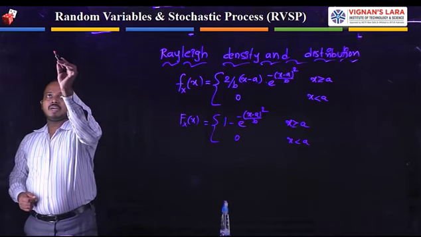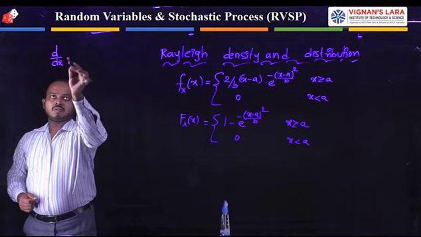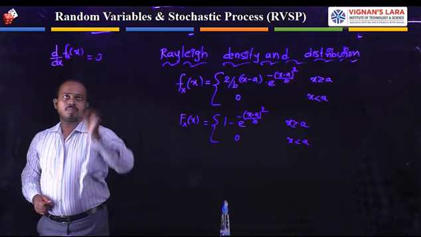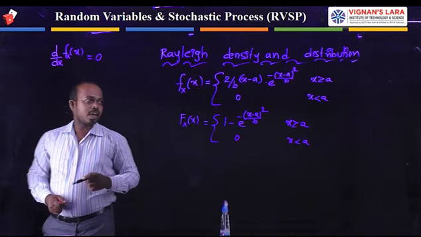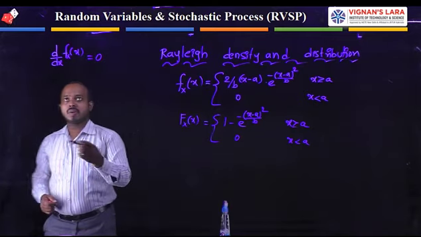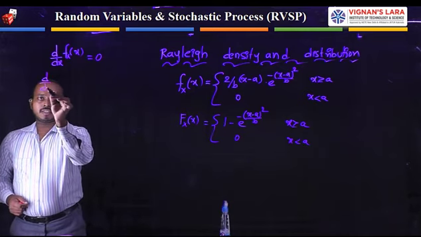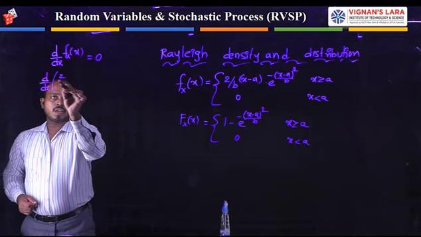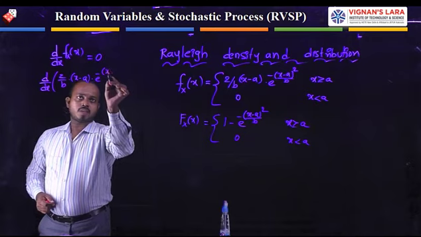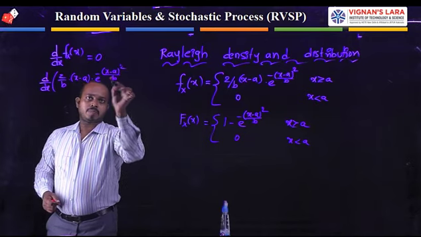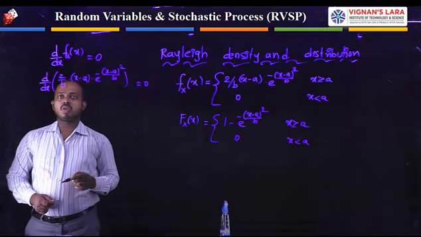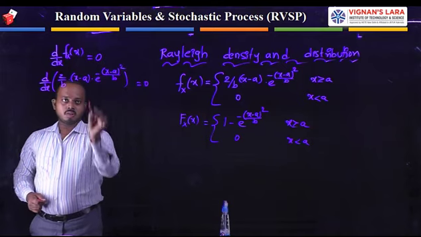Here the fundamental formula is d by dx of the density function f_X(x) equal to 0. What is the density function we are having? This is the density function formula for Rayleigh. For the Rayleigh density function I am directly taking d by dx of the function, 2 by b into (x minus a) e power minus (x minus a) whole square by b, is equal to 0. Now we apply the differentiation on these two terms.